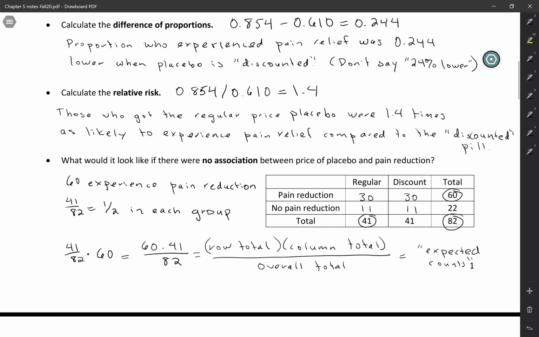So section 1 is all about descriptive statistics. That's what we've been doing in this example. We'll move on to inference in the next video.